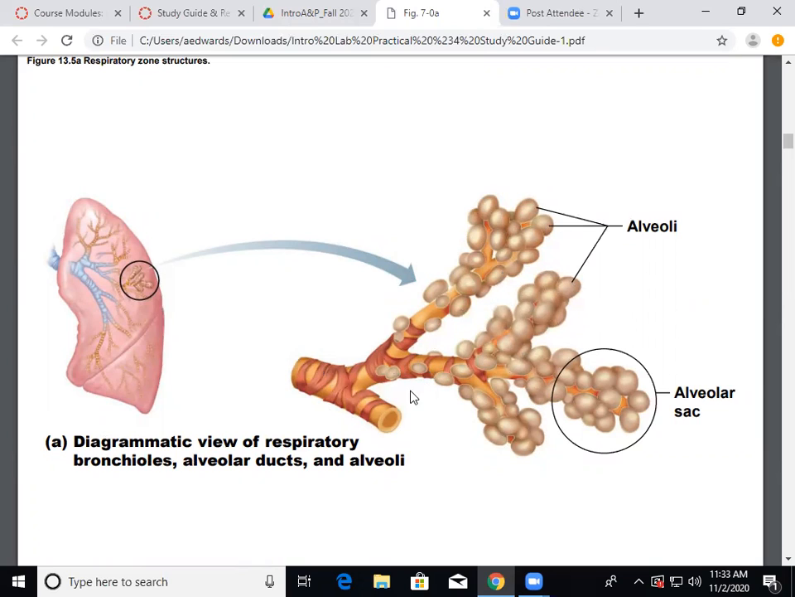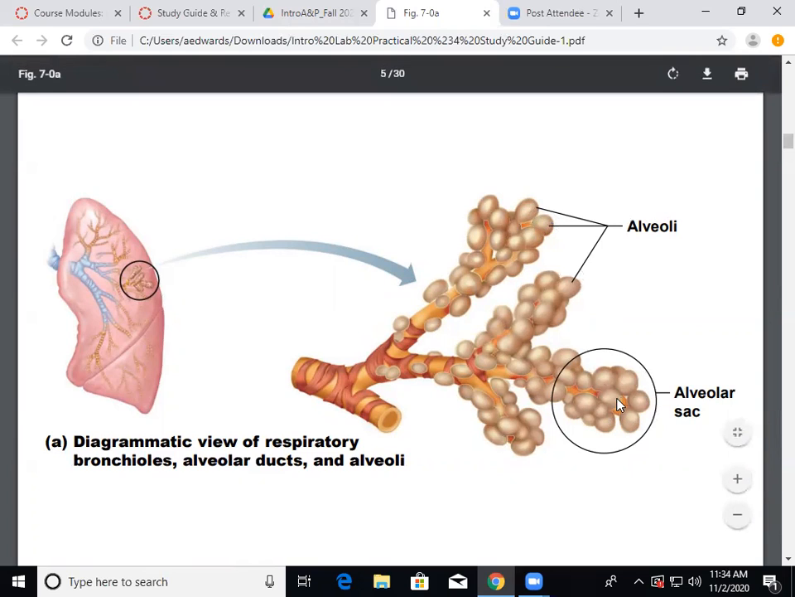Once air gets into your lungs, it goes from bronchi to bronchioles, then to alveolar ducts, and then to alveoli. The individual little sacs we call alveoli. That's plural, and the individual one is an alveolus, with US at the end. This whole branch, like a whole bunch of grapes, would be an alveolar sac.